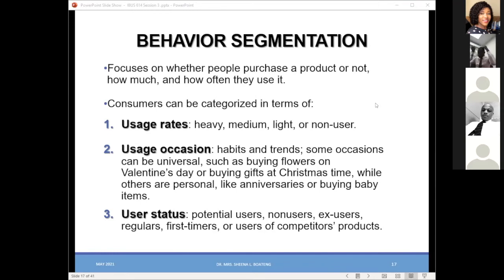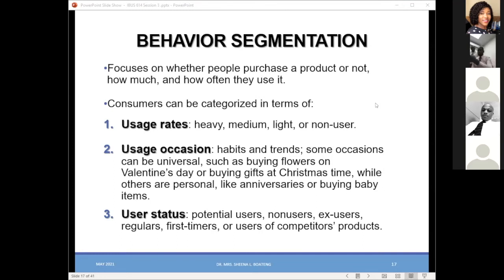So if you are in a market, depending on various environmental factors like culture, among the other factors we have talked about that may be specific to a particular context, certain products and services may have different usage rates depending on the occasion that we are considering, right? So that is it for usage occasion.